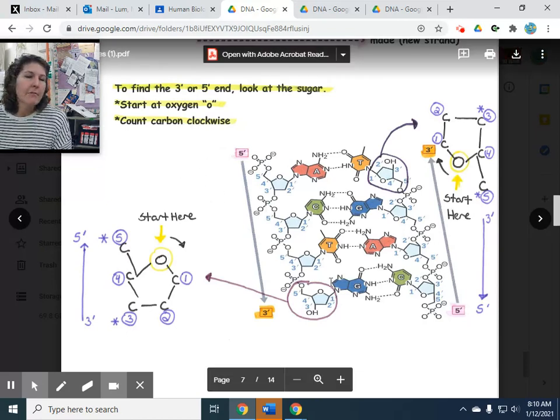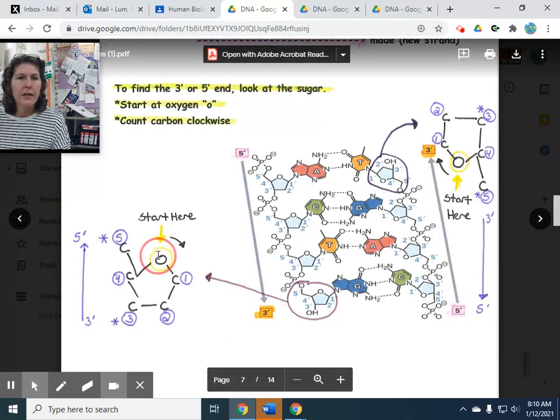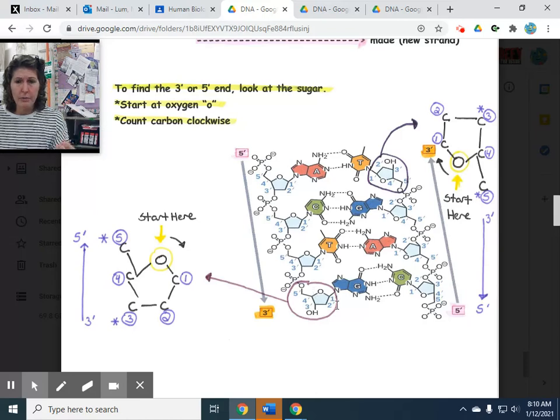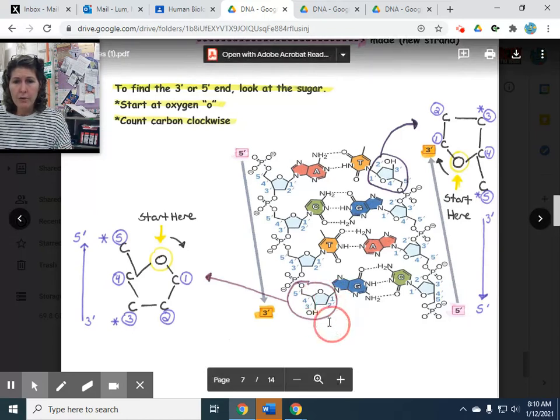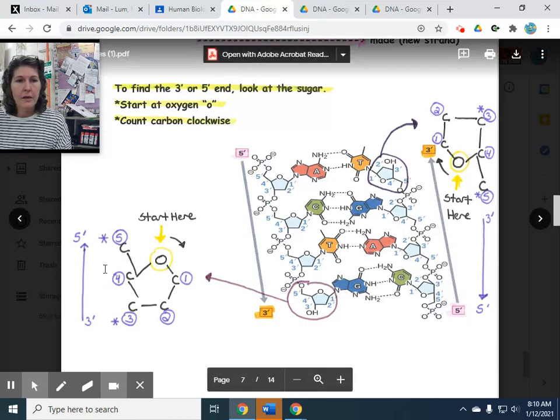So 3' and 5', how do you find it? It's the same diagram as above. I moved it over. There's my oxygen. I put your carbons in here. If you have trouble seeing where those carbons should be located, remember I said at every corner is where a carbon is. So this is really what this molecule looks like. There's my oxygen. I count my carbons. 1, 2, 3. Bottom of the strand is a 3' end. 4, 5. Top of the strand is my 5' end.